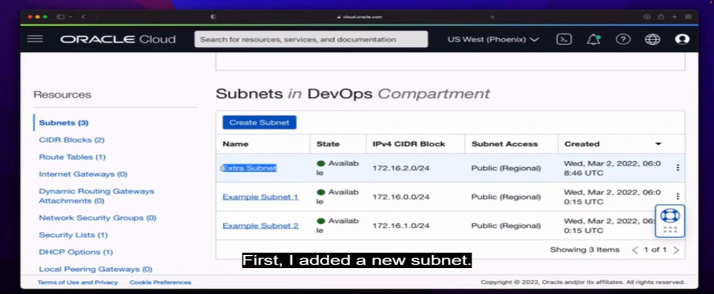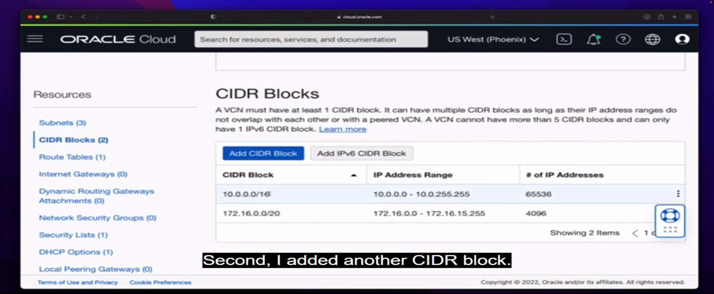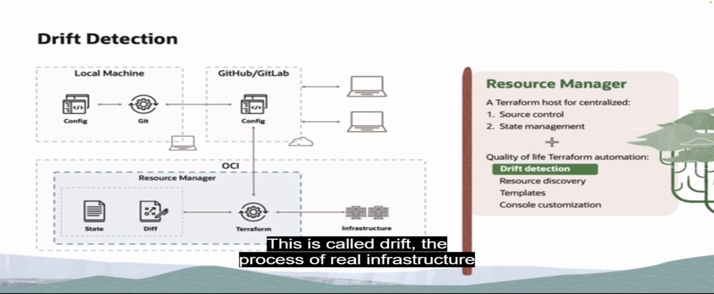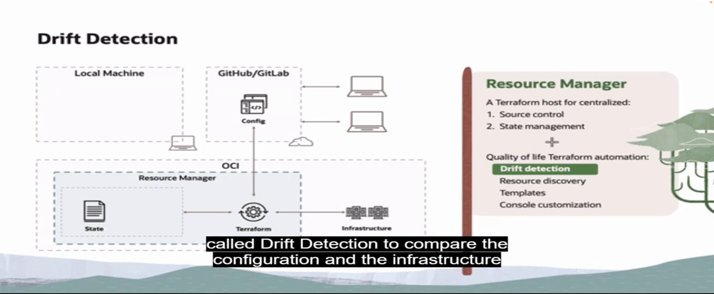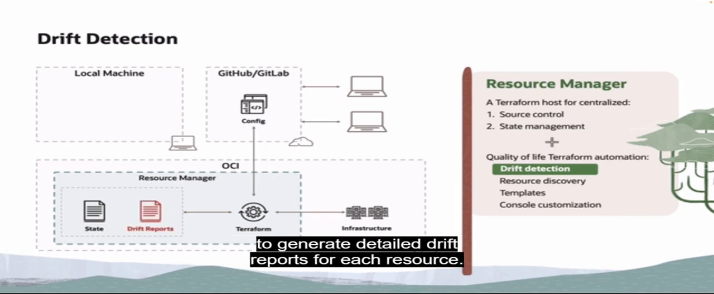First, I added a new subnet. Second, I added another CIDR block. This is called drift, the process of real infrastructure slowly diverging from what was configured. For this, Resource Manager can run what's called drift detection to compare the configuration and the infrastructure to generate detailed drift reports for each resource.